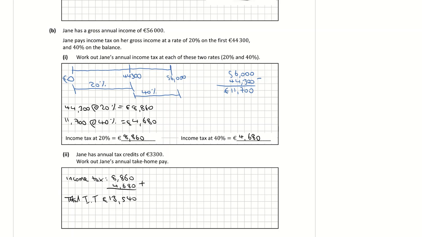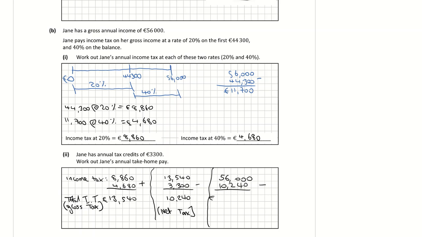Next thing I want to do is look at Jane's tax credit. The tax credit is good to Jane. Jane gets that 3,300 euro off her tax. So I'm taking her tax, her 13,540, and I'm going to subtract the tax credit because the credit is good to Jane. That gives me 10,240 euro. So that 10,240 euro basically represents her net tax. This figure over here, her total income tax, we could have called her gross tax if we wanted to. Now in order to find out Jane's annual take-home pay, I'm going to take her wages, 56,000 euro, her total income, and subtract her net tax, the 10,240 euro. That gives a total take-home pay for Jane of 45,760 euro.